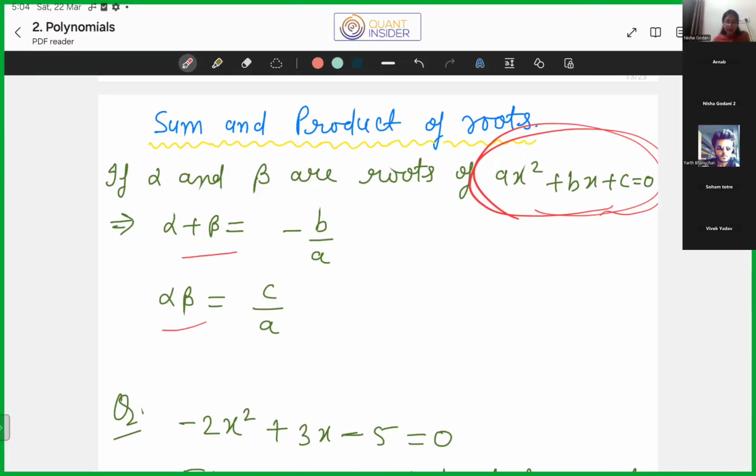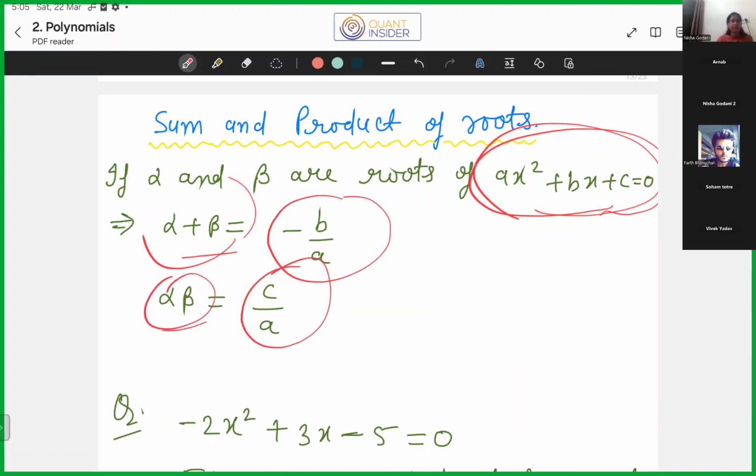So the way is that you can find the sum, alpha plus beta, where alpha and beta are roots. Then alpha plus beta is minus b upon a. By simply looking at the equation, you can write the sum of the roots. So this is equal to minus b upon a. And the product of roots is c upon a.